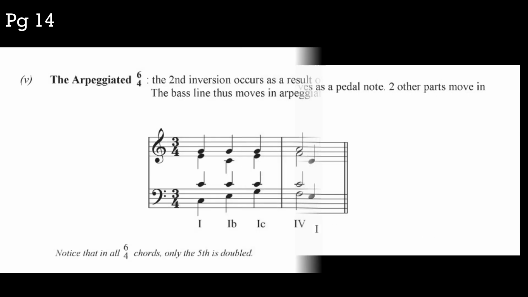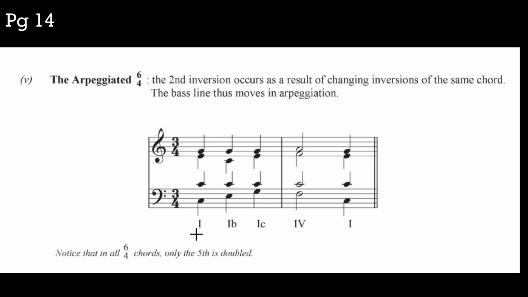Lastly, an arpeggiated 6/4 progression occurs when the same chord moves in different inversions. In this situation, it moves from chord 1 to 1B to 1C.